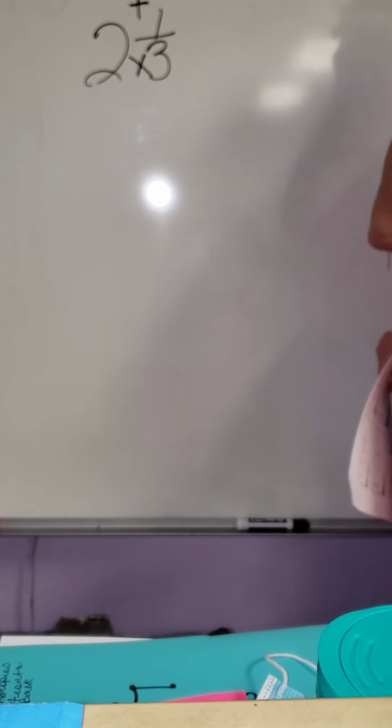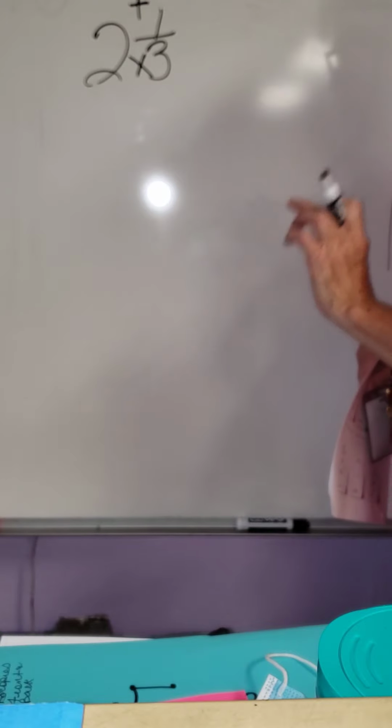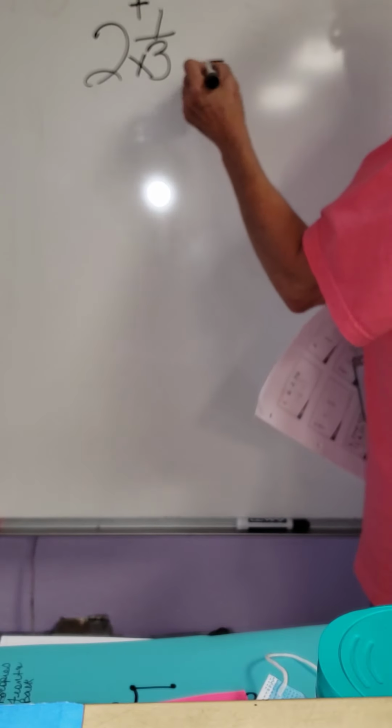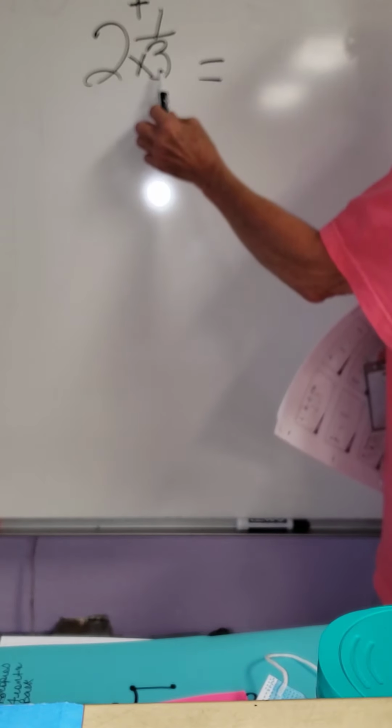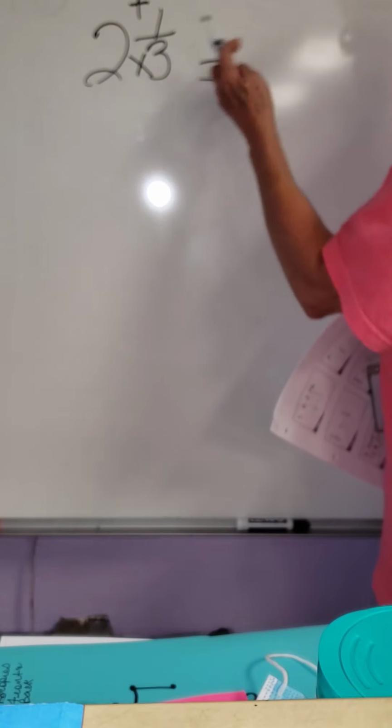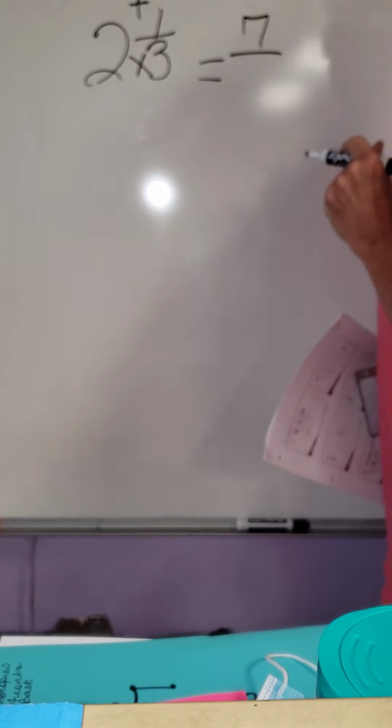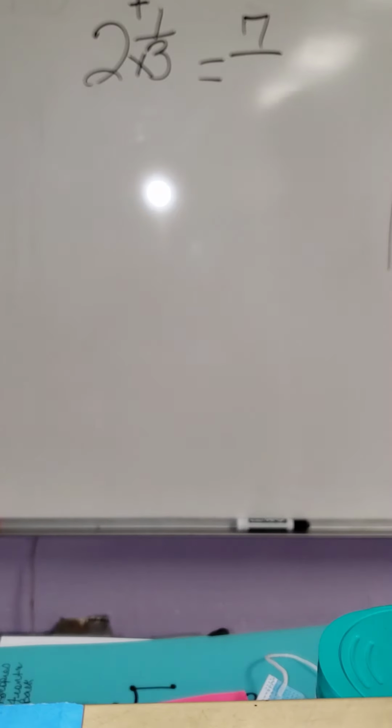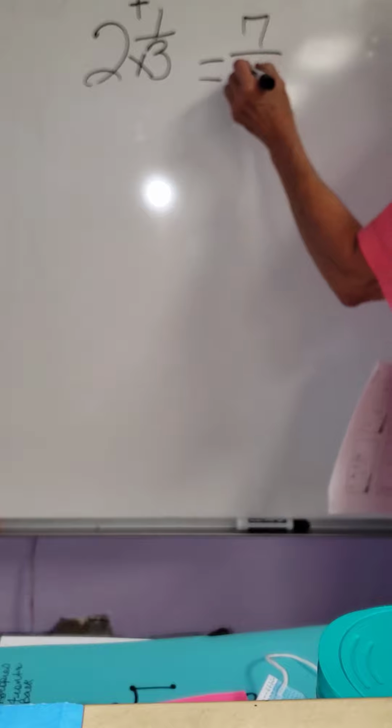Now, if I talk fast, please remember to pause the video and write this down. All right, so to change to an improper fraction, you're going to say 3 times 2 is 6, plus 1 is 7. That's not too difficult. Now, the bottom number will stay the same, which means the denominator is 3.